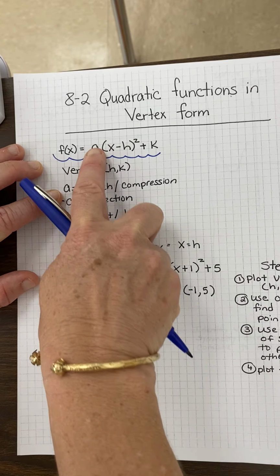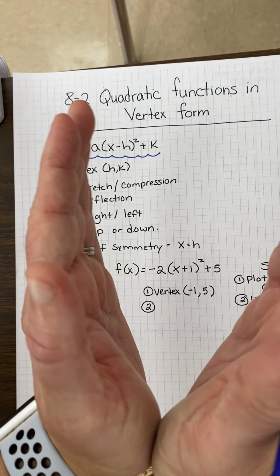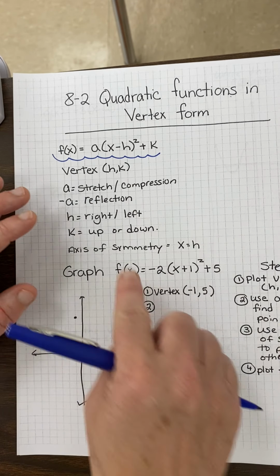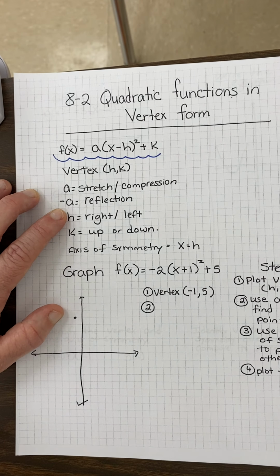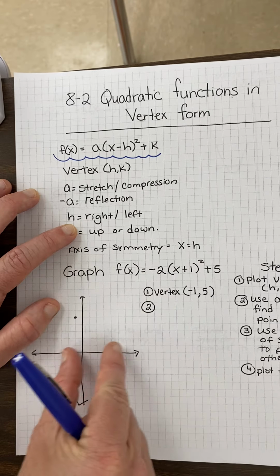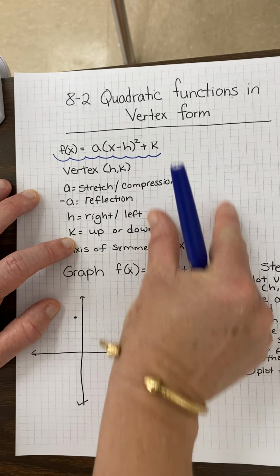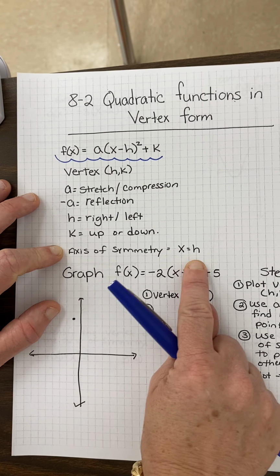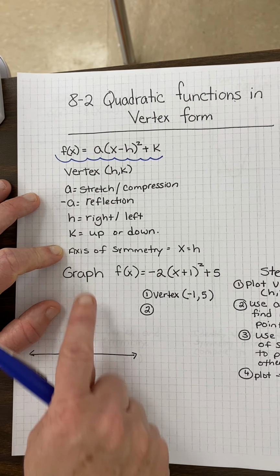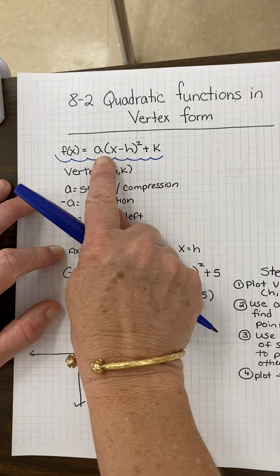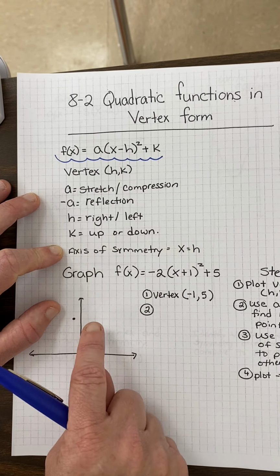Now, this A out here tells me if it's going to be a stretch. Remember, stretch is when the parabola is getting skinnier, or a compression when it's getting wider. It's going to tell me if it's opening upward or downward, if it's going to reflect. It's telling me, is it going to shift left or right? And then the K means, is it going to be shifted up or shifted down? Okay, the axis of symmetry is whatever H is, and I usually like to look at it right here. Okay, so there are some key elements that we can figure out once it's in vertex form. It's a little bit harder to do all that when it's in standard form.